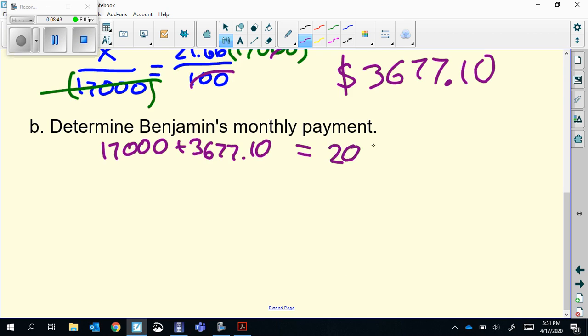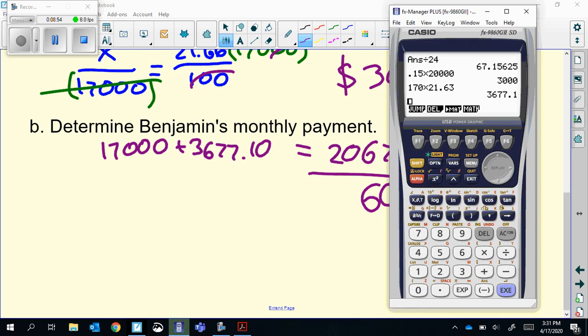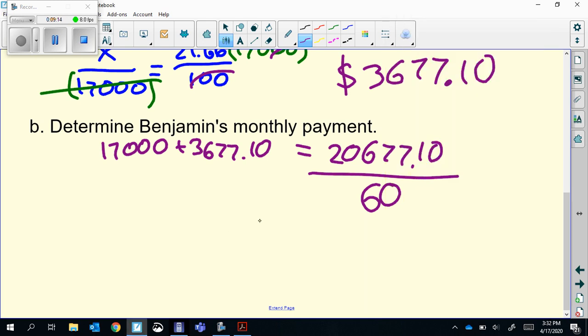So that's 20,677 and 10 cents. And then we're going to divide it by the payments, which we said was 60 months. We did it by hand, but again, we're just doing it now on the calculator. 17,000 to get the 20,677 and 10 cents divided by 60 months, 60 payments. Each payment is $344.62.